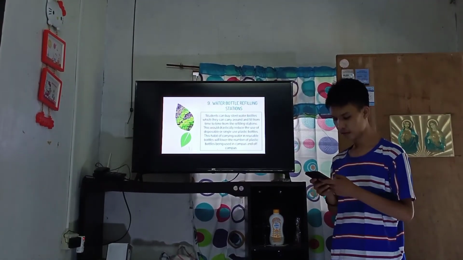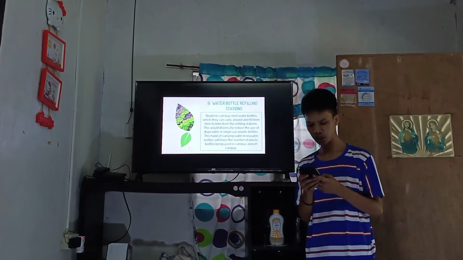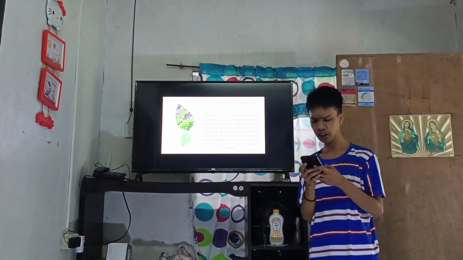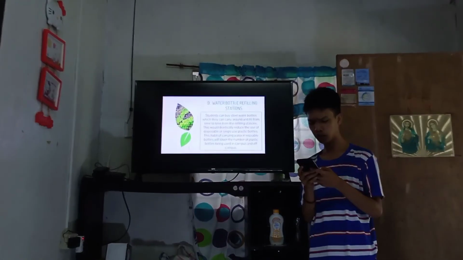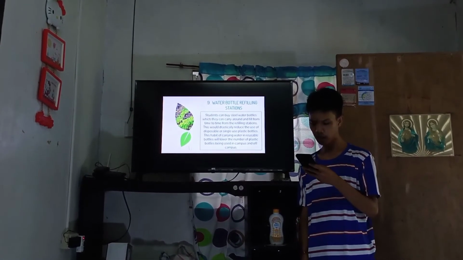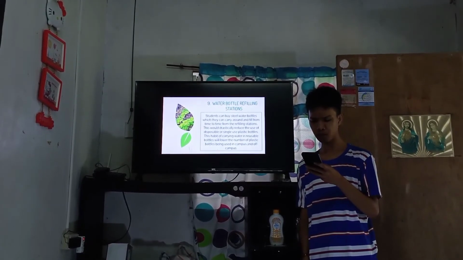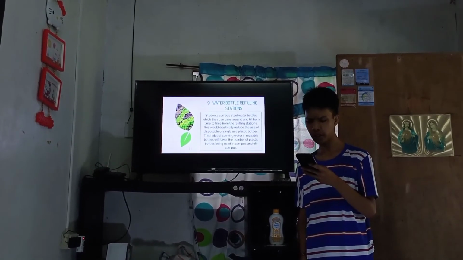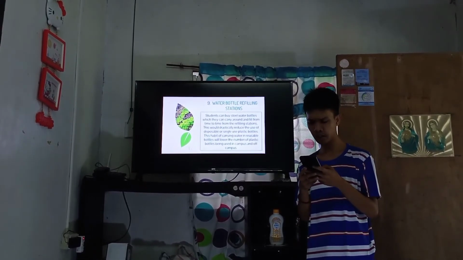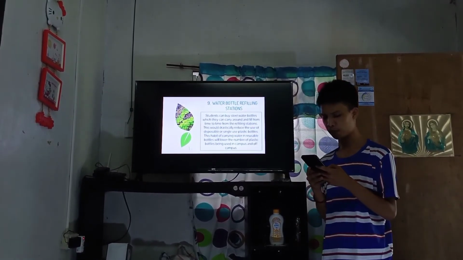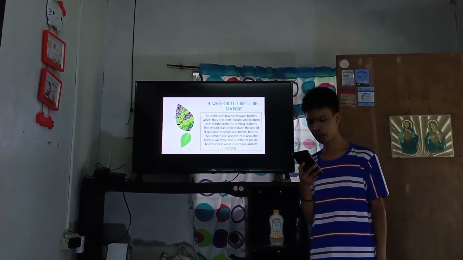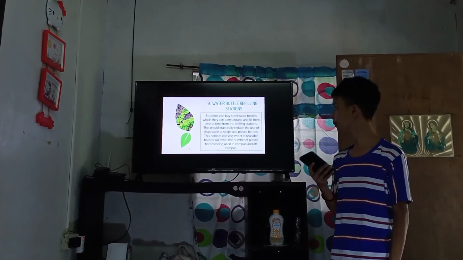Number 9. Water bottle refilling stations. One of the most important and best green initiatives for college campuses is to install water bottle refilling stations. Plastic water bottles are one of the most hazardous items for the environment. These have choked up the oceans and the landfills, creating a huge problem for the planet. Plastic takes hundreds of years to break down and remains in the environment for years.